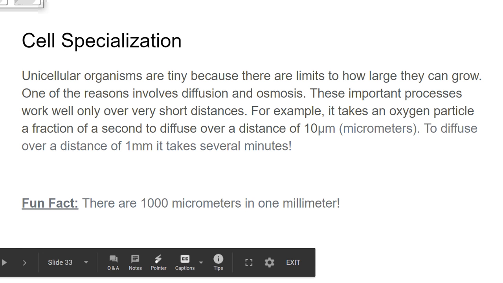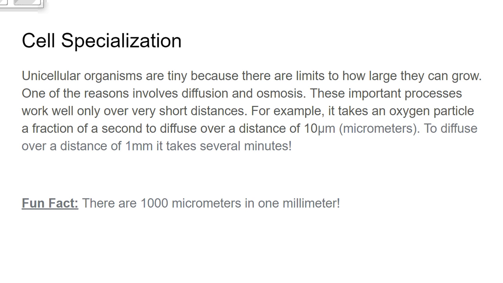We are going to be talking about cell specialization today. Unicellular organisms, or organisms that are made up of one cell, are tiny because there are limits to how large they can grow. One of the reasons involves diffusion and osmosis. These important processes work well only over short distances.